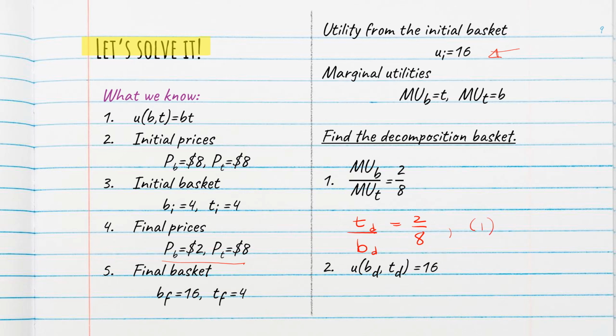And then we're going to fill in what we know over here for 2. So 2 tells us utility from the decomposition choice has to equal 16. We just have to fill in that formula. So we have BD times TD has to equal 16. That's equation 2. So before we move to the next slide, take a look at this, recognize that the two properties of that decomposition basket generate two equations with two unknowns, and we should very easily be able to solve for both TD and BD, the decomposition basket.